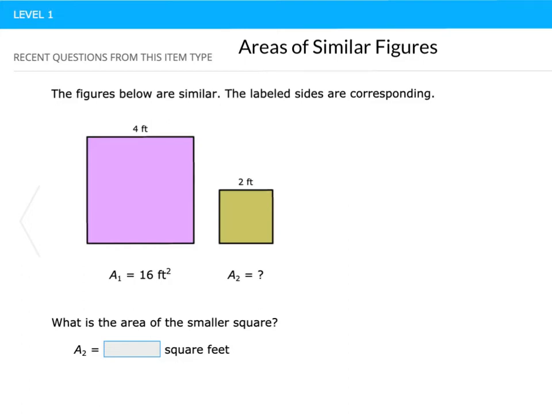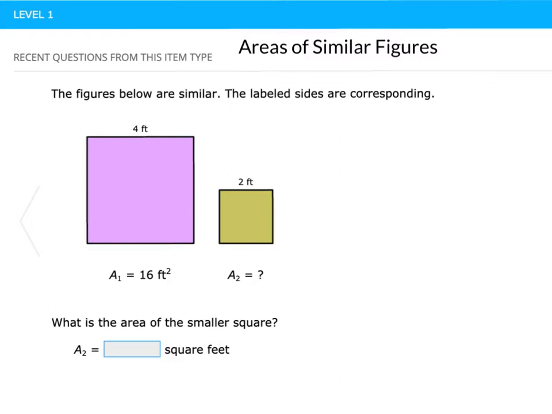Hi everyone. I wanted to walk you through some examples of areas of similar figures because this topic can throw people off a little bit. You have to be very careful reading the questions and very careful understanding when things are growing or shrinking, whether you're talking about side lengths or areas. So here we go.